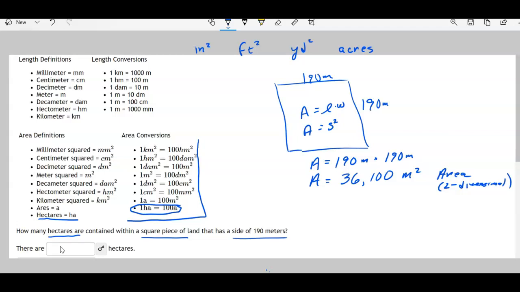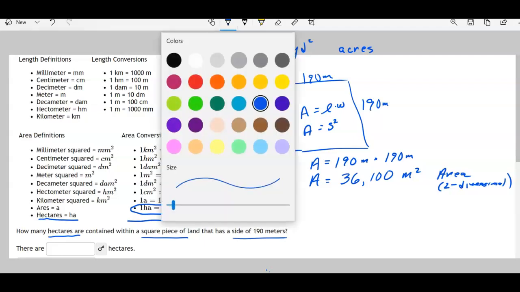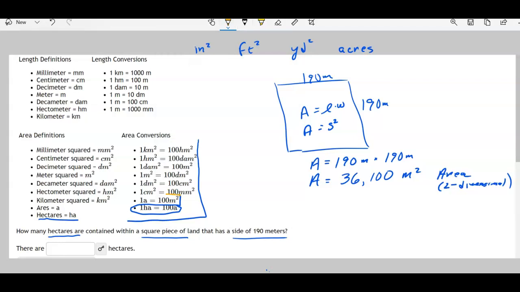But then hectares. Now notice it tells us a relationship down here. Let's switch colors here. Notice this relationship. It says 1 are, that's 1 A, is equivalent to 100 square meters. So that gives us two conversion factors or unit ratios that we could use to convert that 36,100 square meters to ares, and then we can convert ares to hectares.